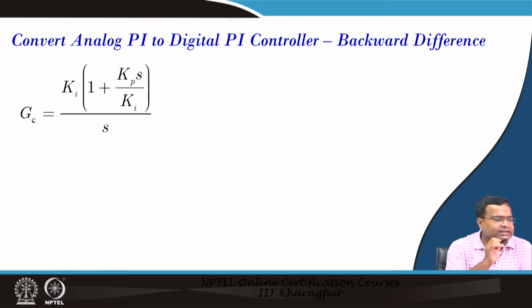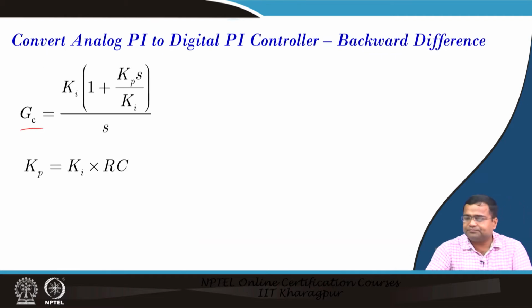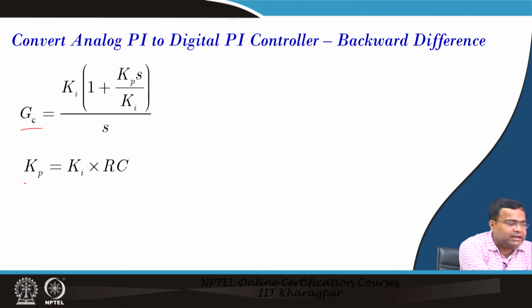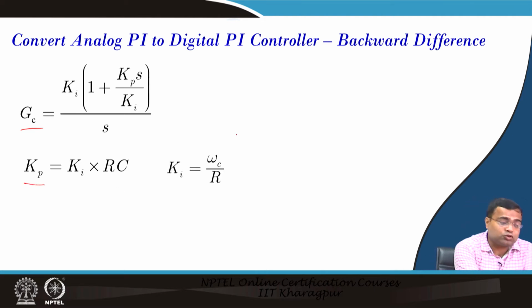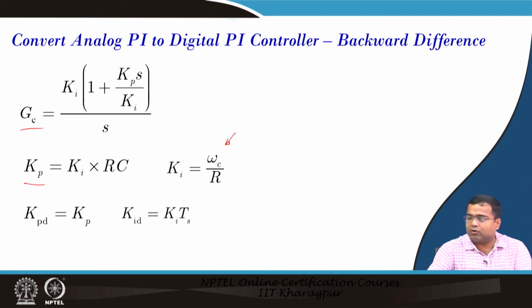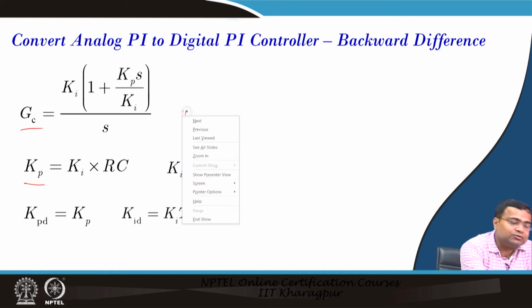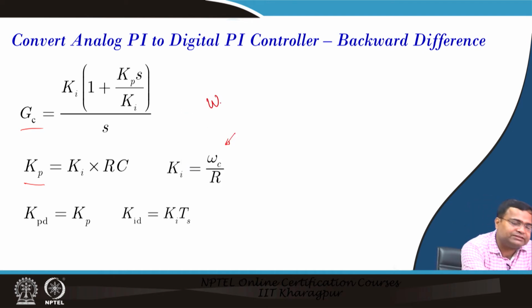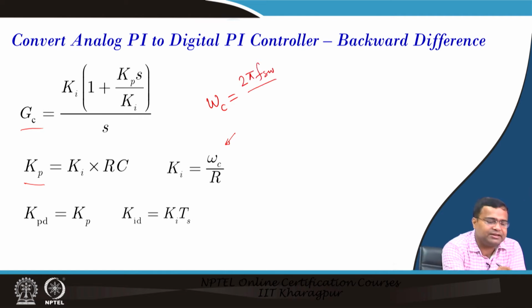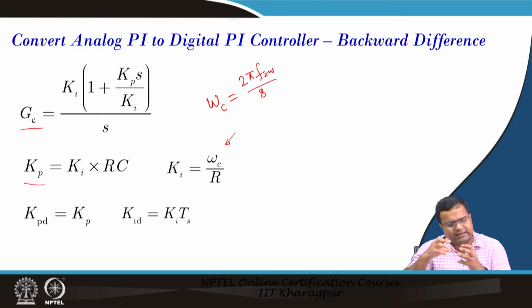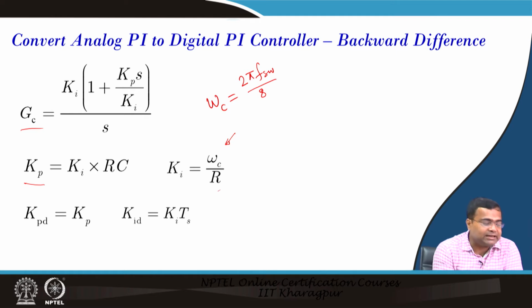So, this is our analog PI controller, and the analog PI controller Kp value we know is Ki times Rc, and Ki is equal to the crossover frequency divided by R. Whatever crossover frequency we select, typically we take 2 pi times the switching frequency divided by roughly 8 or so, because in current mode control we can get somewhat higher crossover than in voltage mode control, and that divided by R is the Ki.